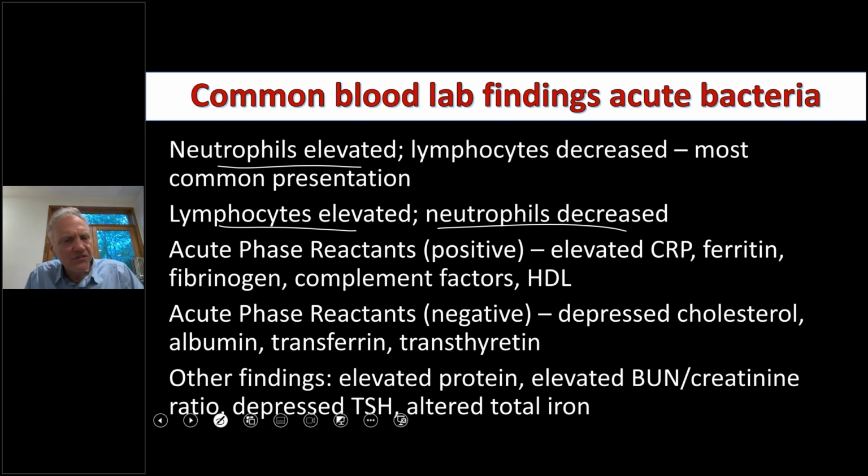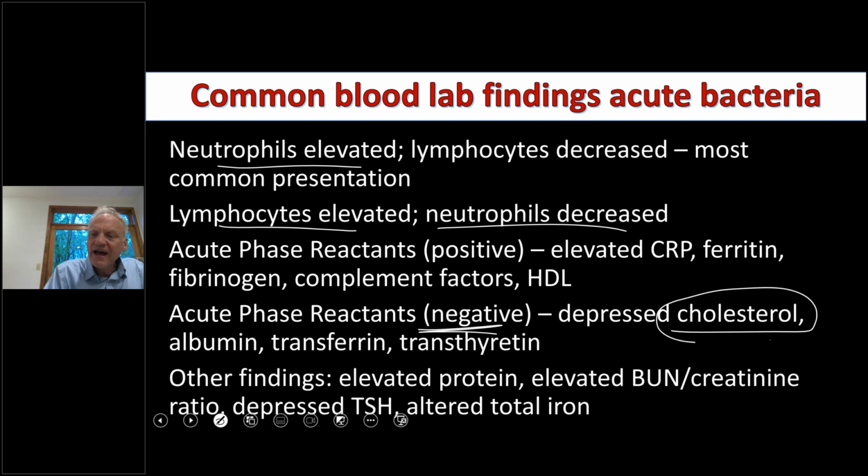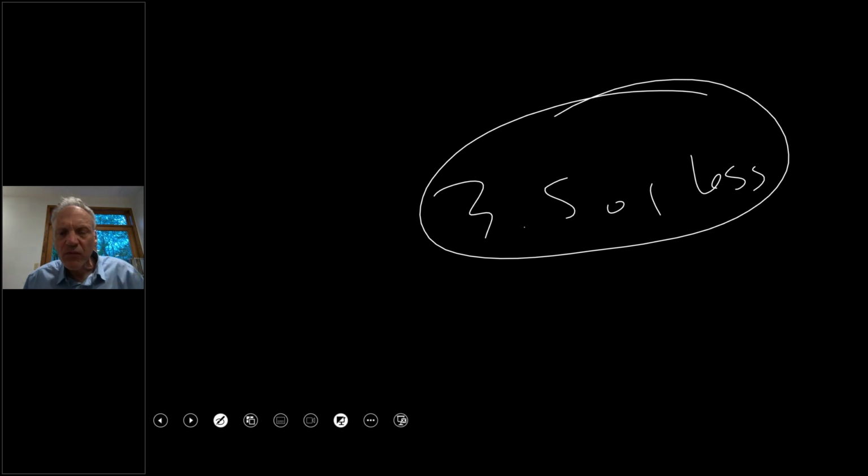GI infections, not all GI infections. In fact, when I see things like H. pylori, I usually see neutrophils high. Acute phase reactants are up, and the acute phase negatives, right? Cholesterol can go down with a bad infection. Albumin can go down. When albumin goes down to 3.5 or less, and somebody has an infection, then you really want to consider a referral for that patient.